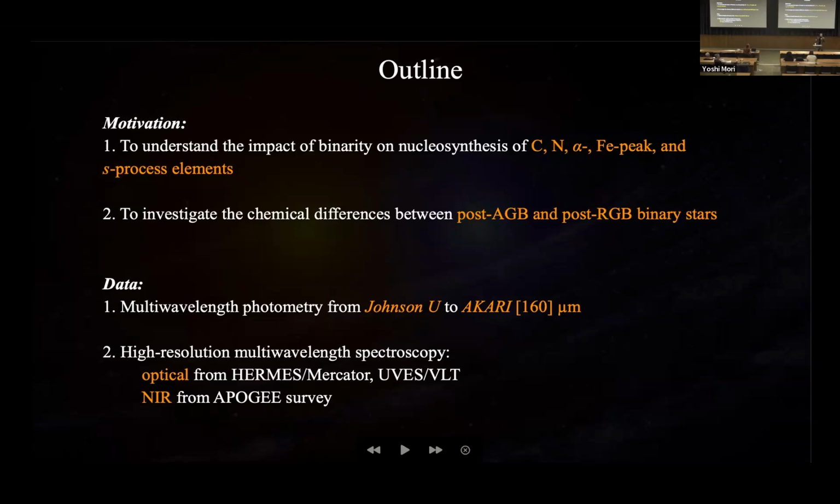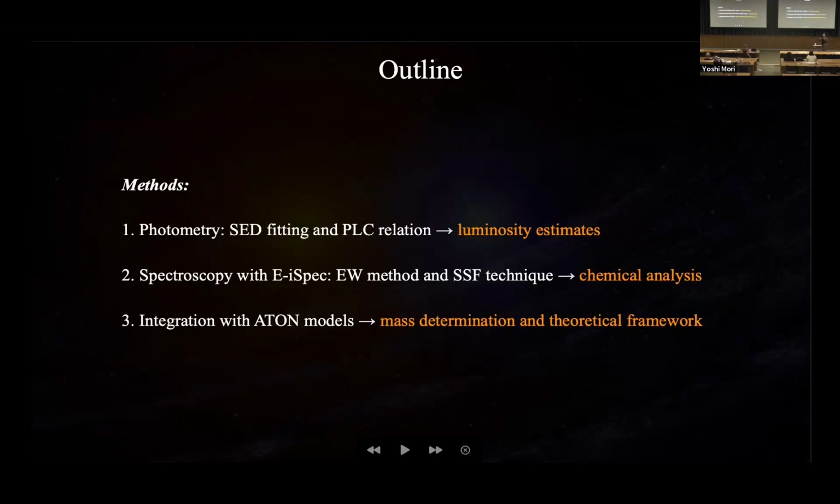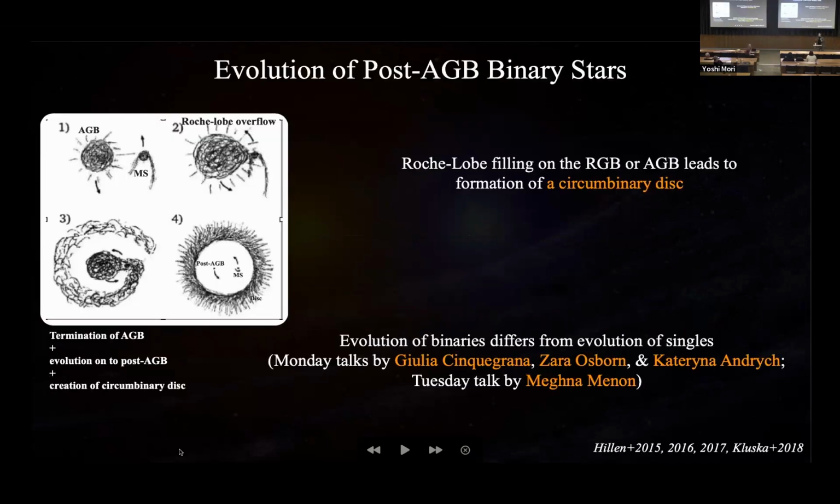For this task, I used multi-wavelength photometry from optical to near-infrared from open source catalogs, as well as high-resolution optical and near-infrared spectroscopy from ground-based facilities like Mercator, VLT, and the APOGEE Survey. As for the methods, the photometric data points allow us to estimate the luminosity of the star, and the spectra allow us to conduct the chemical abundance analysis. And then the integration with stellar evolutionary models provides us with the theoretical framework. With the context set, I would like to highlight the main points.